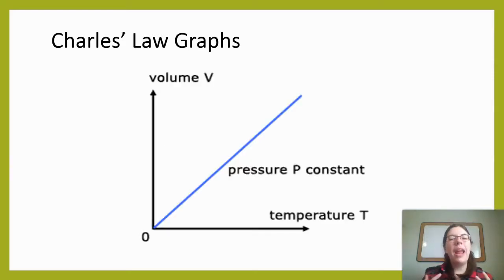So if we go ahead and graph this, we see that we have a straight line. So we have a linear relationship between the two because as one increases, the other one also increases and vice versa.